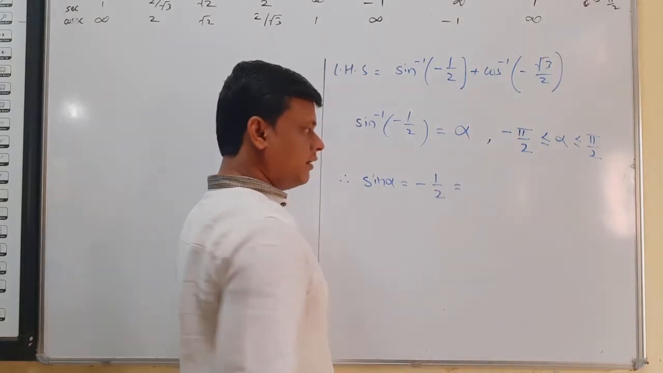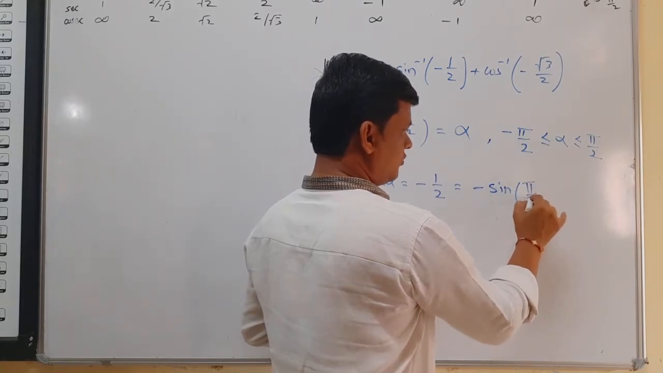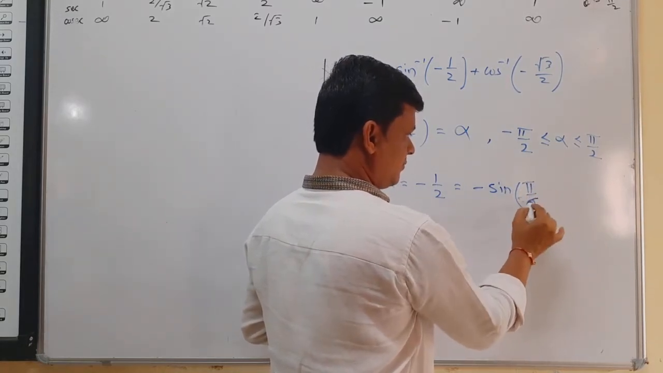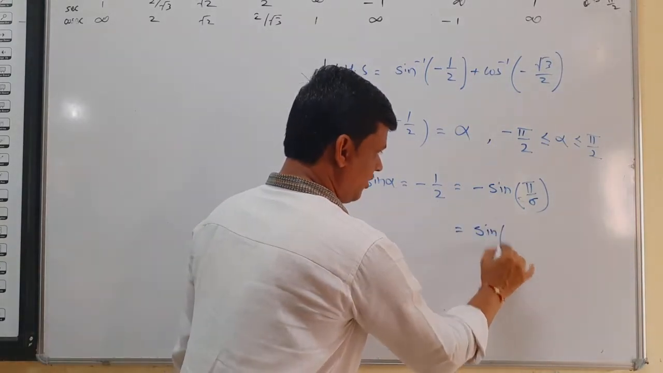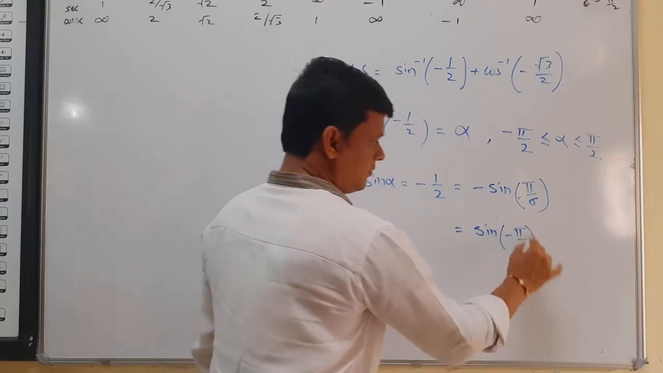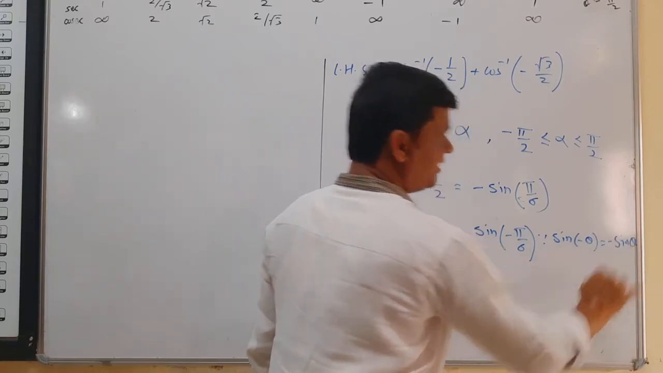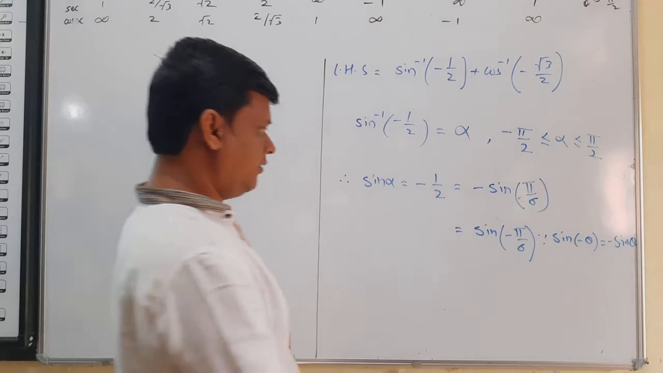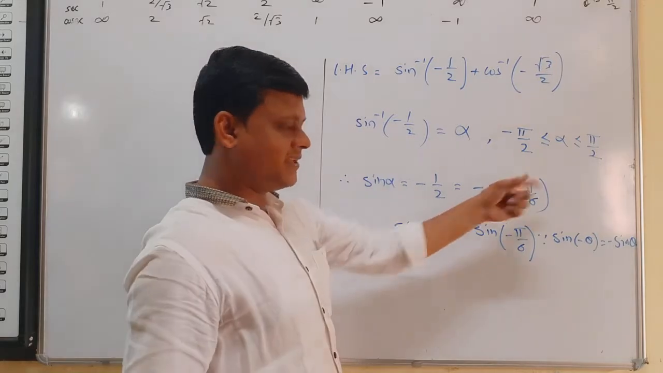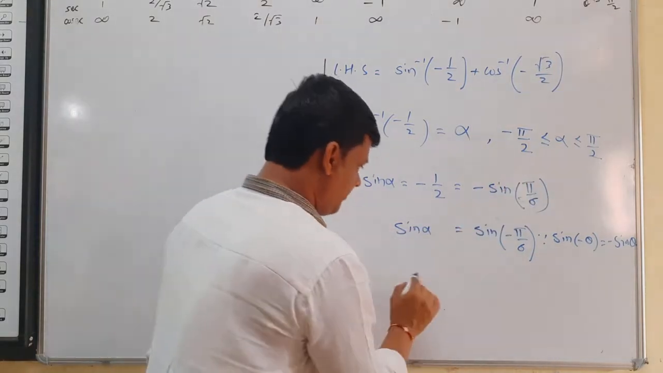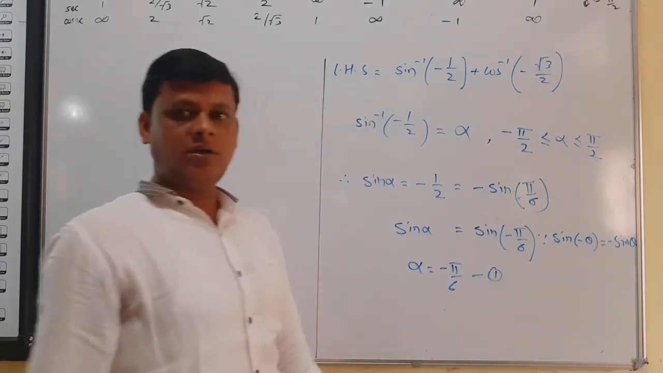So for angle 30 we get the value 1 by 2. So we write here sin 30, in terms of radian pi by 6, and this is also written as sin of minus pi by 6, because sin of minus theta is equal to minus sin theta. So by using that property we write sin of minus pi by 6 as minus sin pi by 6. So after comparing we get alpha is equal to minus pi by 6. Denote this as equation number 1.